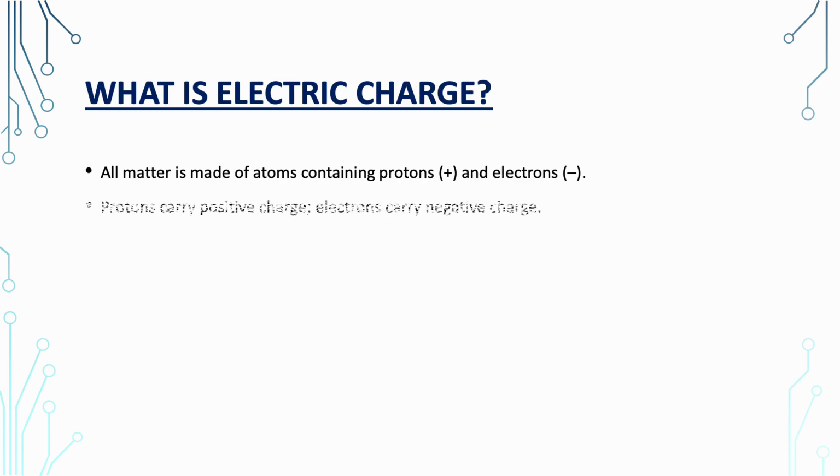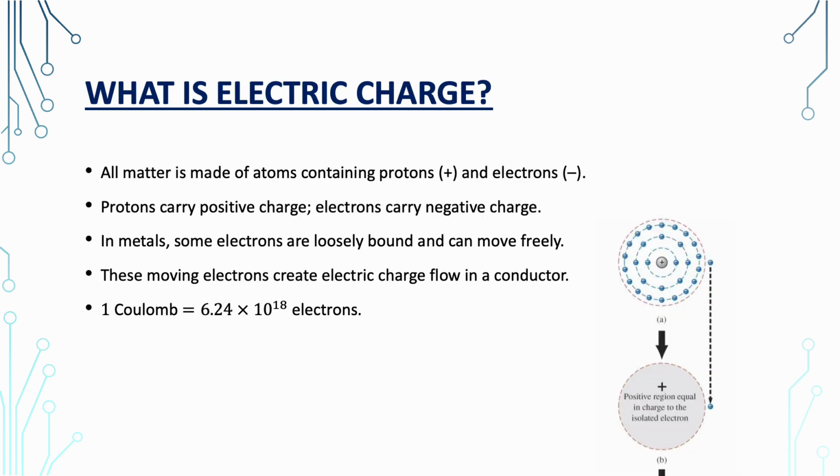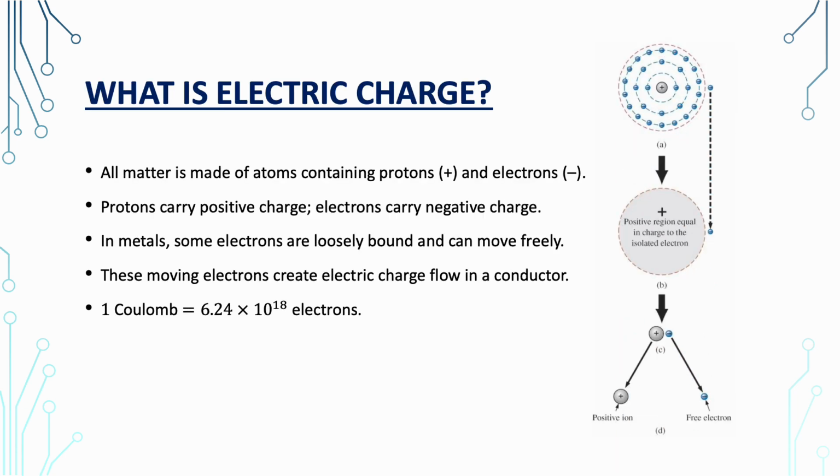Every material is made of atoms that contain positively charged protons in the nucleus and negatively charged electrons orbiting around it. In metals such as copper, some electrons are only loosely bound to their atoms, which allows them to move freely when a voltage is applied. This movement of electrons is what we call electric charge flow. 1 coulomb of charge equals about 6.24 times 10 to the 18 electrons.